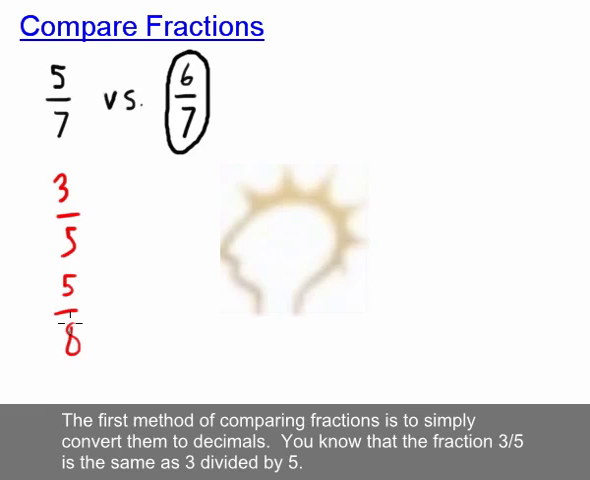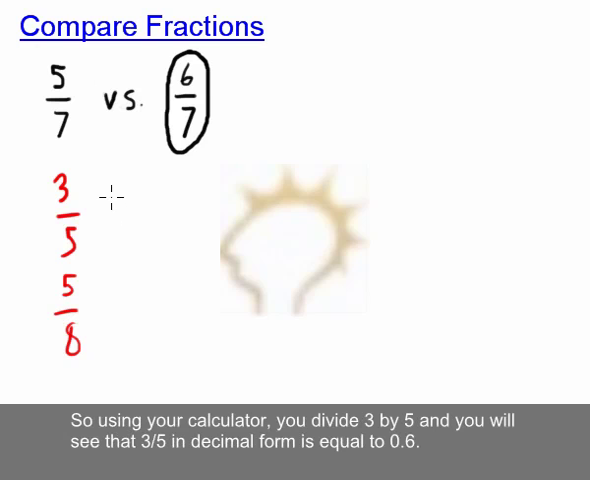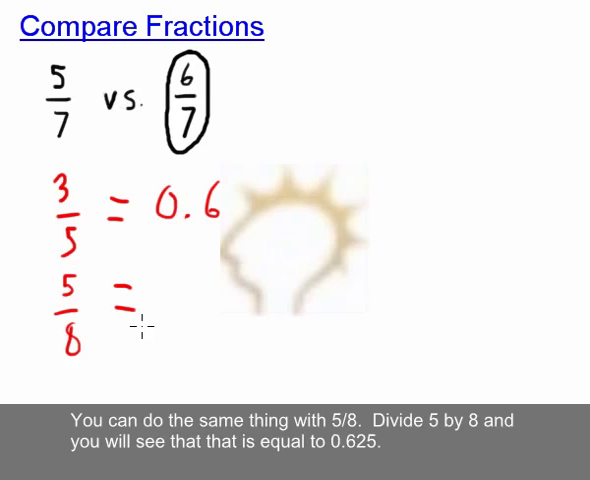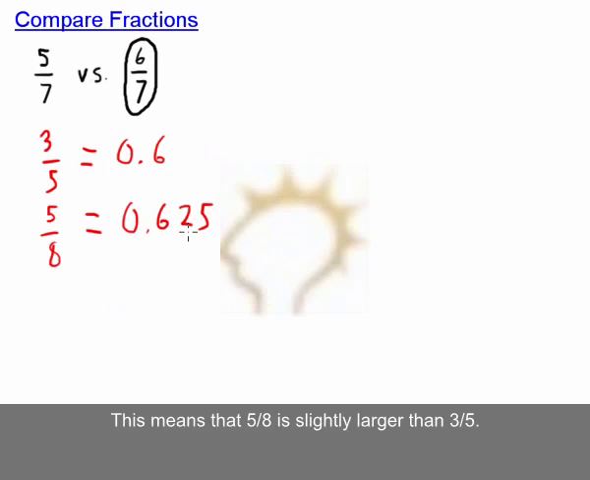The first method of comparing fractions is to simply convert them to decimals. You know that the fraction 3/5 is the same as 3 divided by 5. So using your calculator, you divide 3 by 5, and you will see that 3/5 in decimal form is equal to 0.6. You can do the same thing with 5/8. Divide 5 by 8, and you will see that that is equal to 0.625. This means that 5/8 is slightly larger than 3/5.